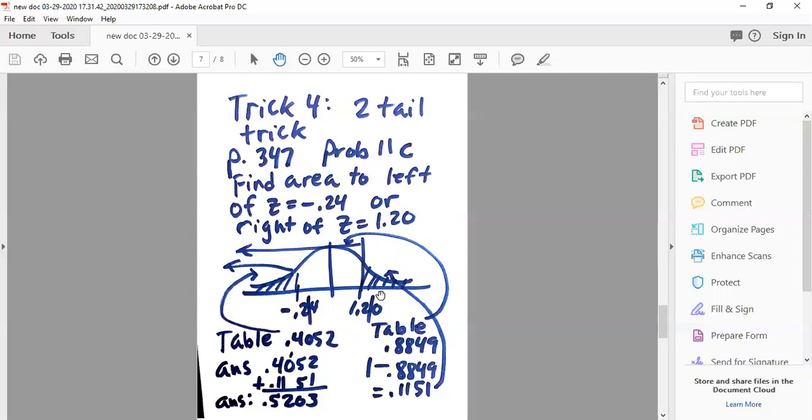All right, I hope everybody remembers how to look up the tables. So we split off the 4. Row negative 0.2, 04 column gives us 0.4052 to the left. That's part of our answer. When we split off the 0 and look up row 1.2, the 00 column, we get 0.8849 left. Subtract it from 1 to turn it to the right, 0.1151. Therefore, we've got to add both of these answers, coming up with 0.5203. 52% will be either in the left tail or the right tail.